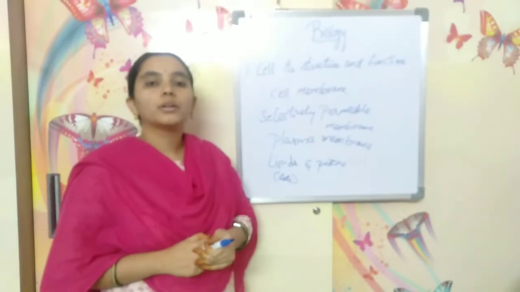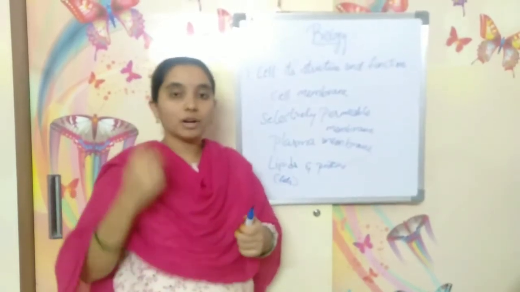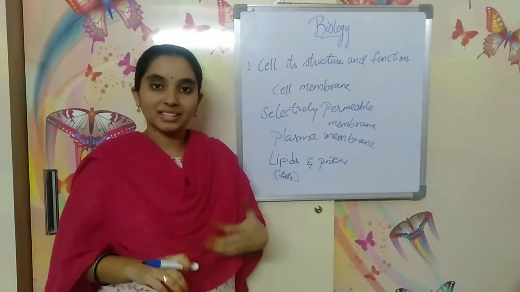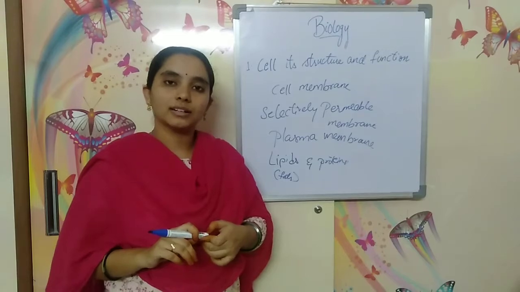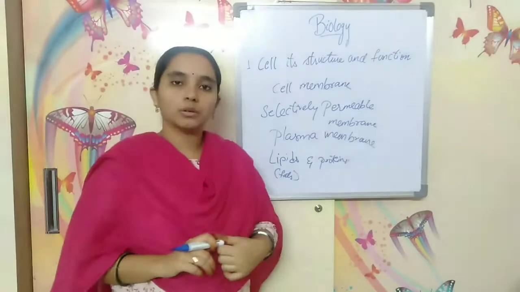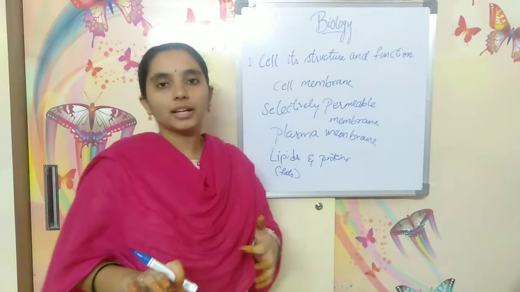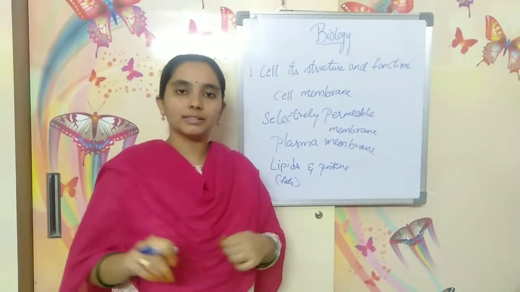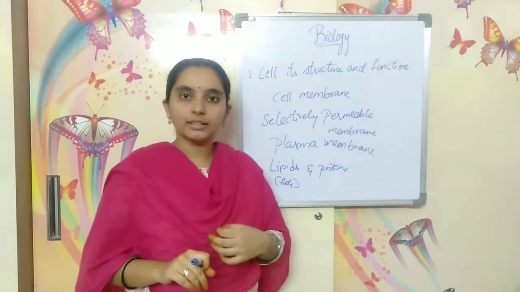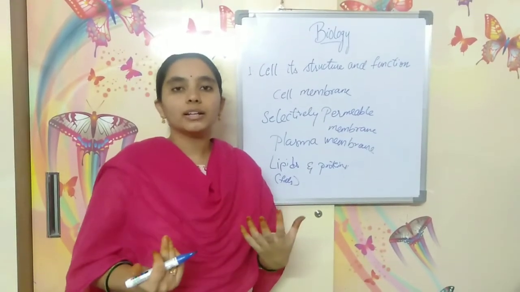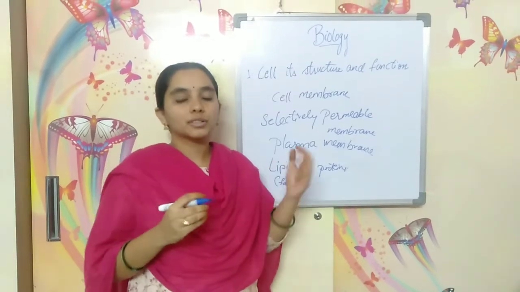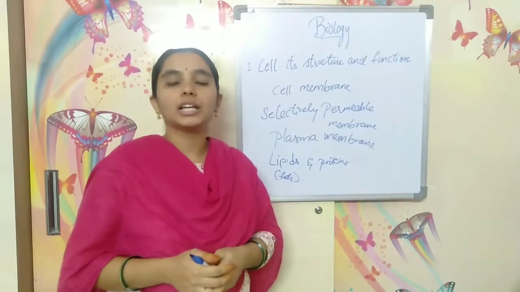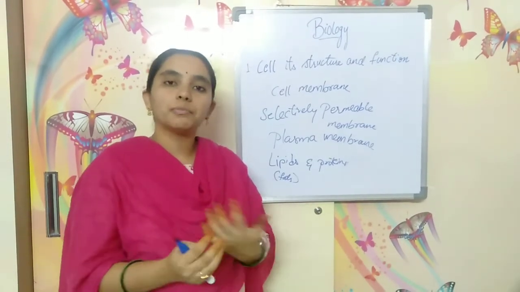We have observed onion peel cells in the class under the microscope. We can only see the nucleus and the cell wall that is present. The cell membrane is a very thin layer that we cannot view under a normal microscope. So you have an activity given in your book to observe the function of the plasma membrane.